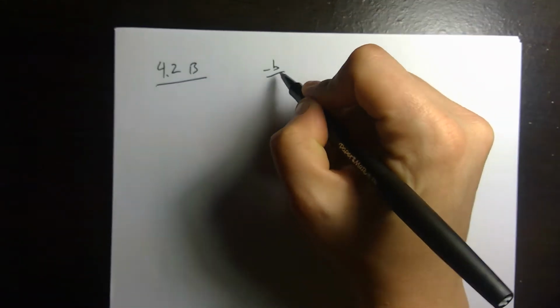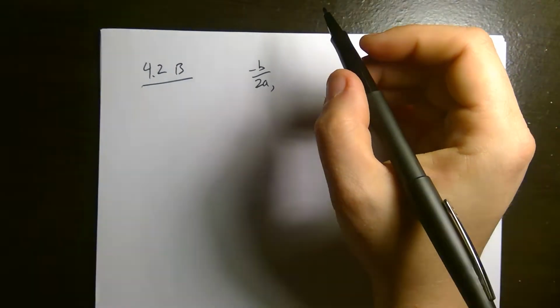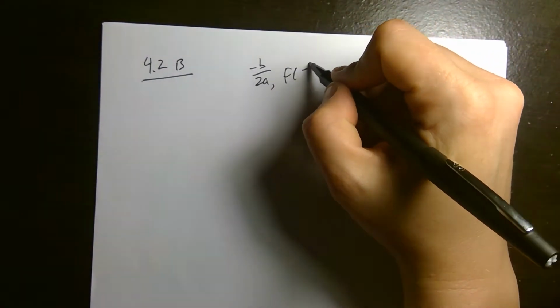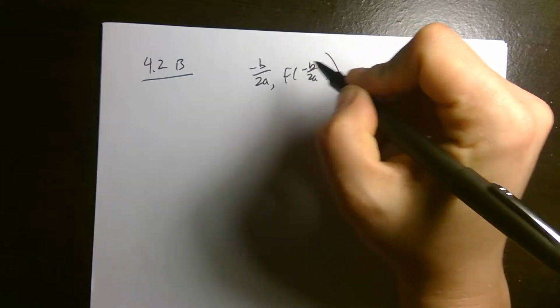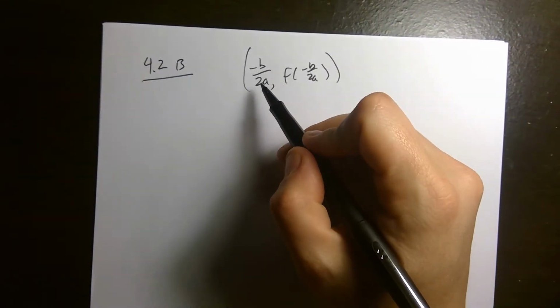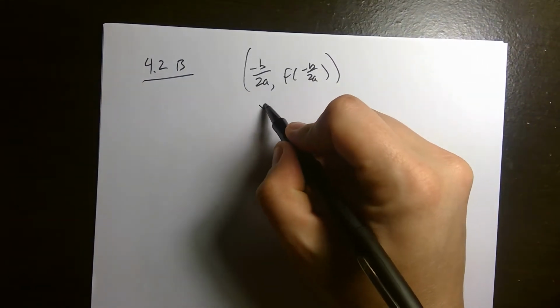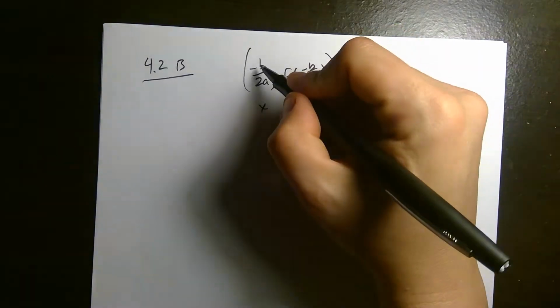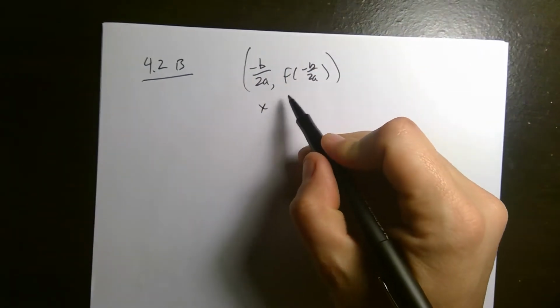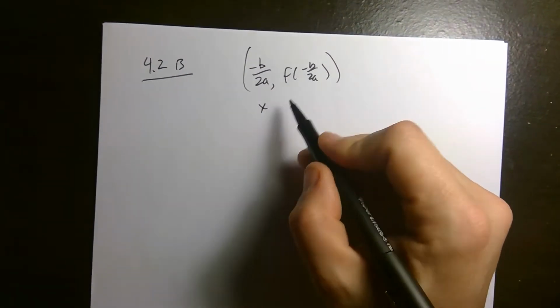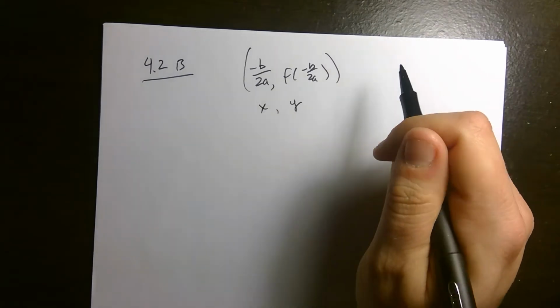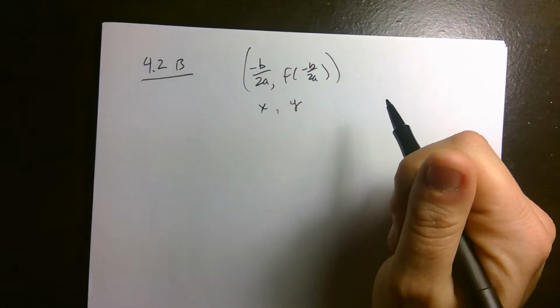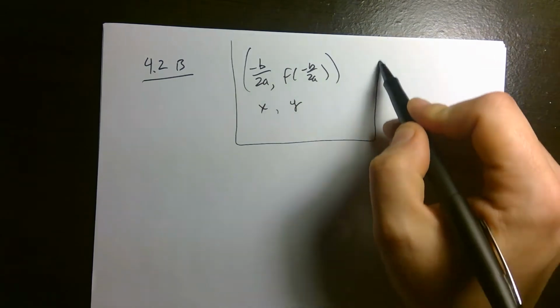It's going to be the opposite of b over 2a, comma, and then f of the opposite of b over 2a. And what this means is, to find our x value, we're going to take the opposite of b and divide it by 2a. And then we're going to take that value, f of the opposite of b over 2a, to find our y value. We're going to take the number and plug it back into my function. And so this is my vertex formula.